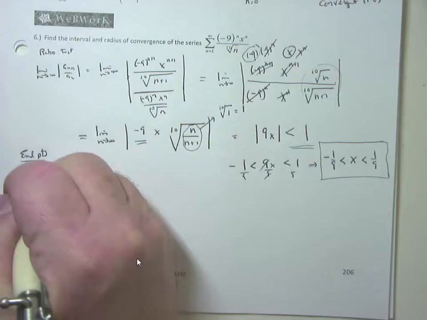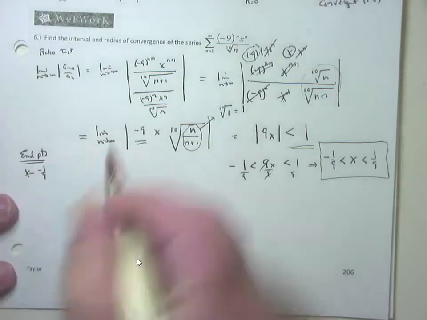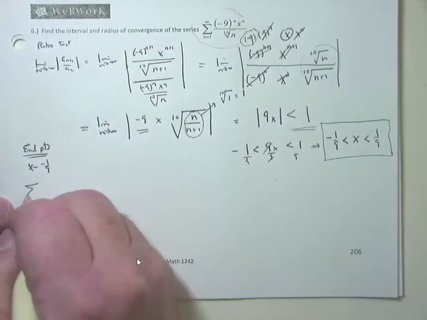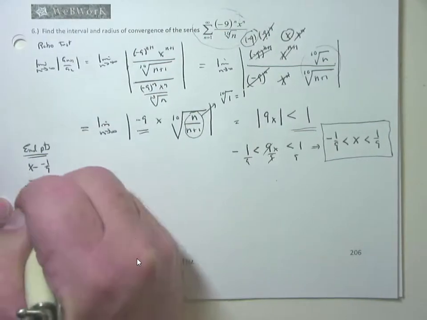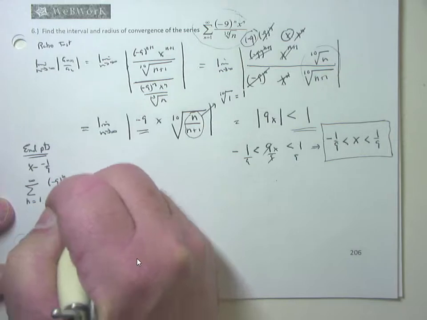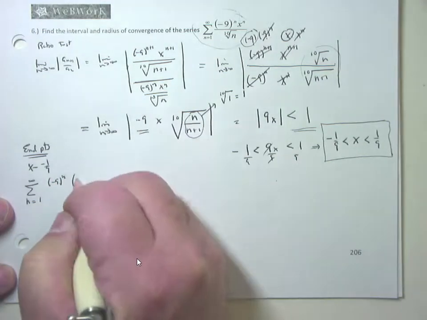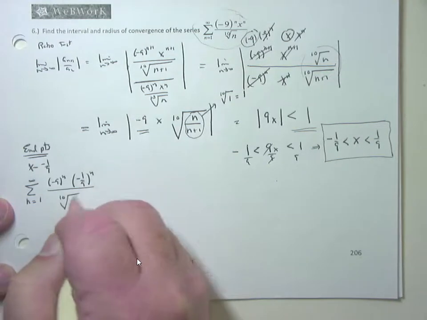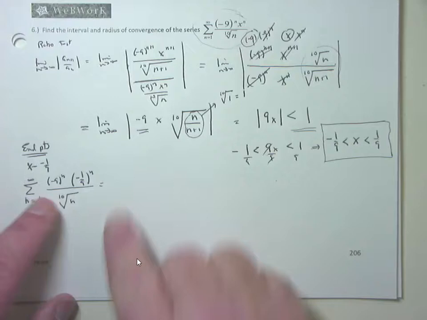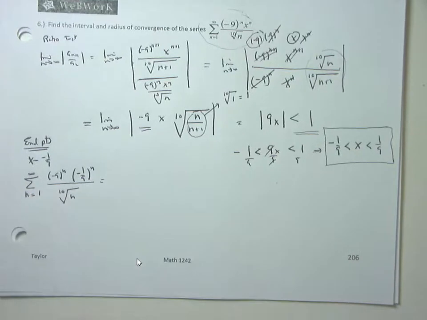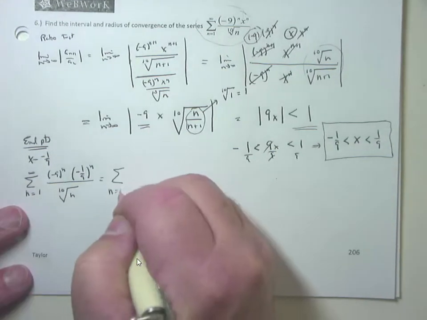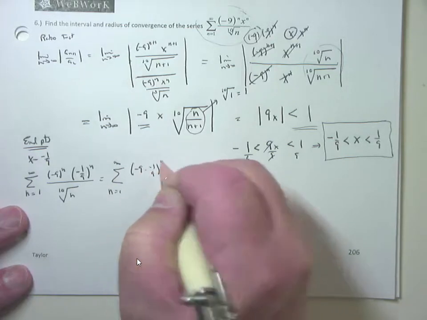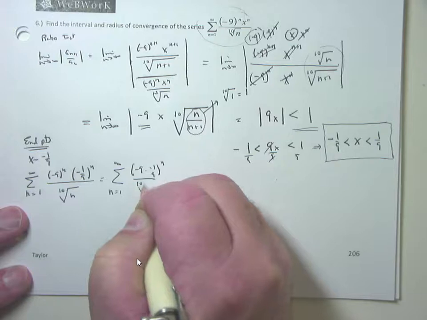So my endpoints are x equals negative 1/9. Let's plug in that guy. We're plugging it into this series here. This will be the sum as n goes from 1 to infinity of negative 9 to the n times, plugging in for x, negative 1/9 to the n divided by the 10th root of n. They have the same power, so I can factor out that power. This is the sum as n goes from 1 to infinity of negative 9 times negative 1/9 to the n over the 10th root of n.